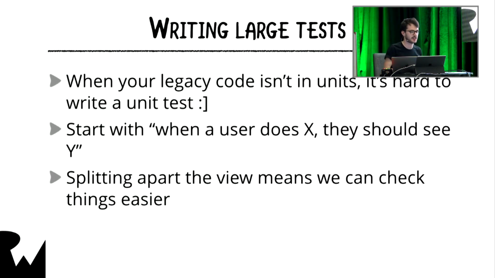So we're going to be writing pretty large tests today, because realistically our legacy code is not units, so we can't therefore write a unit test around it, because it's a big lump. So we're going to start with a test of, when a user does this action, I expect the user to be able to see this result. And that's why we split apart the view first, because this gives us a surface to do our testing on. And this means that we can mock this view in our tests, and that is going to be how our tests work.